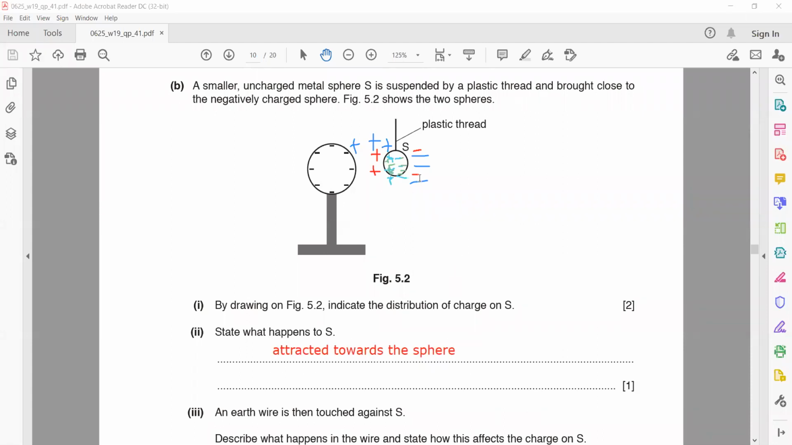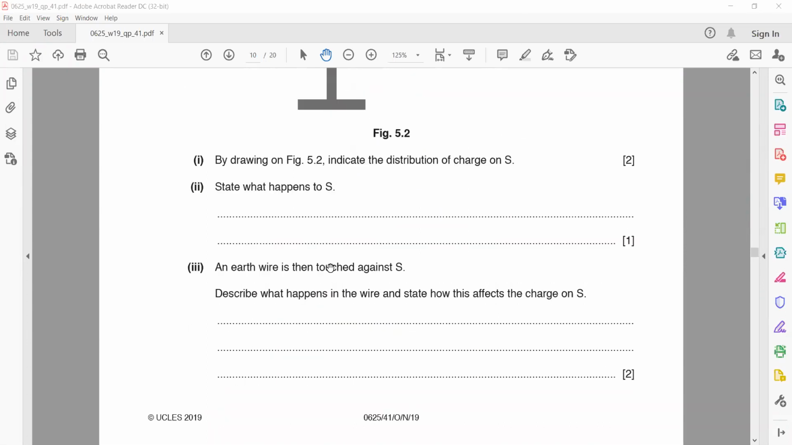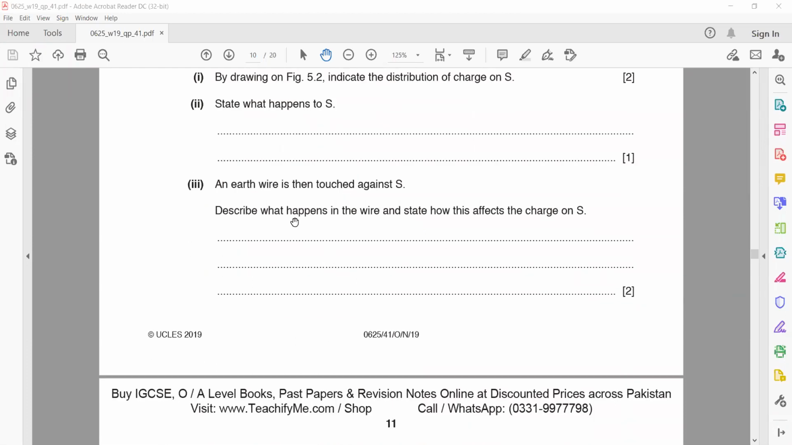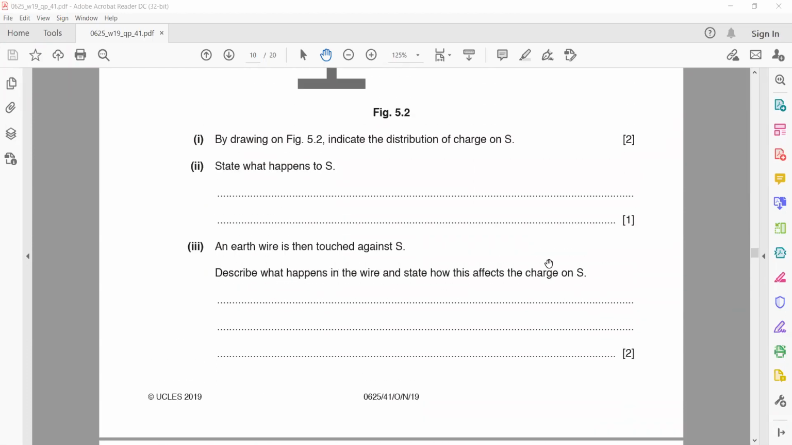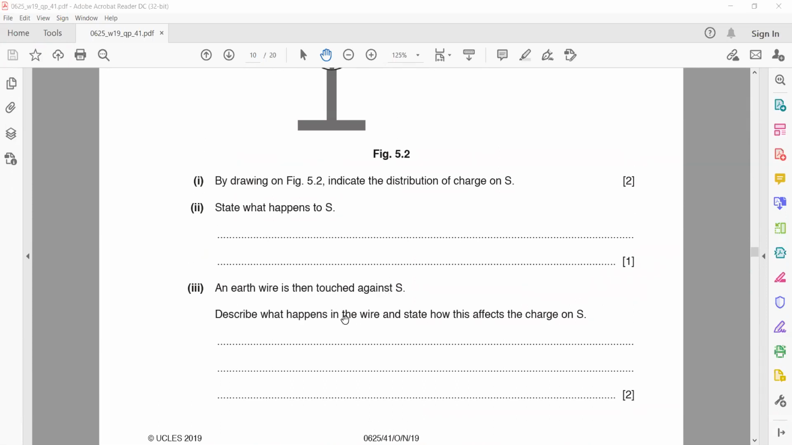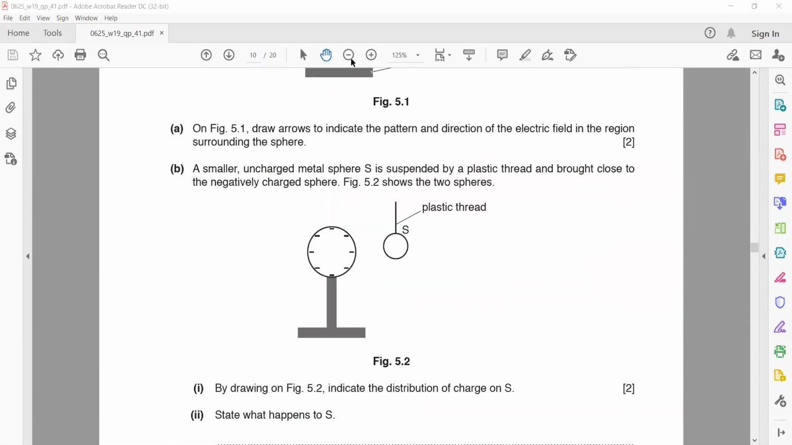The earth wire is then touched against S. Describe what happened. So now, there was a distribution of the charge, positive on one side, negative on the other. We connect an earthing wire. What will happen? This earthing wire will remove the electrons, the negative charge, so S will become overall positively charged. Because like charges repel, electrons in S are forced to come out and they will move out through the earthing wire.